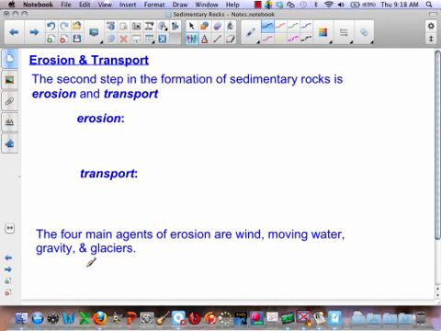So we look at erosion and transport. Erosion, like literally, is the actual process of taking away those pieces of the rock. And that's what erosion really is. It's taking away the pieces of the actual rock. And then normally, what happens after that is that it gets transported.